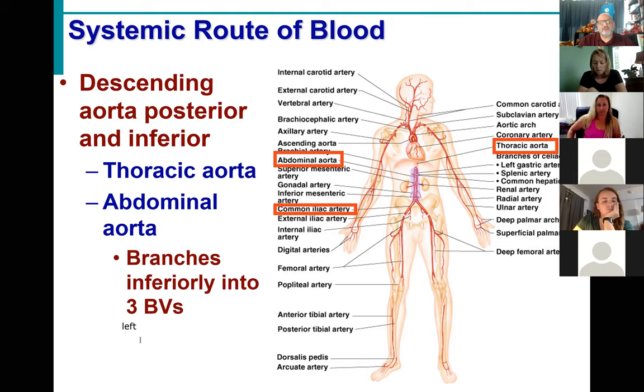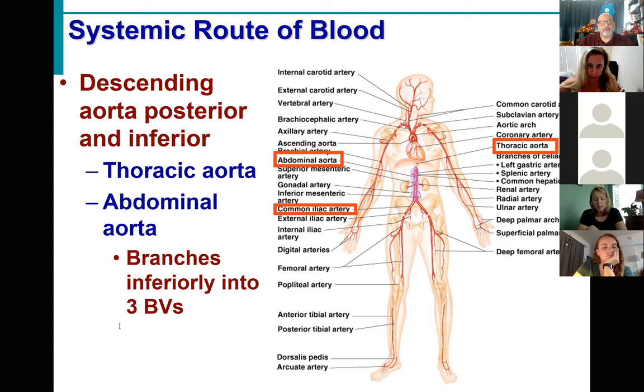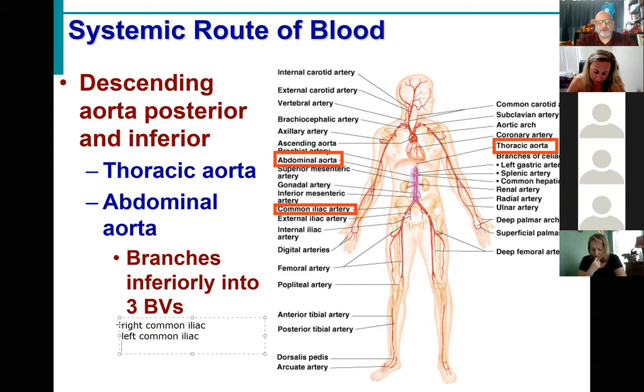Common iliac artery. Okay, and you get partial credit for that, but what are you missing on that? Right or left? Left. So right common iliac. And then what's the second one? Left common iliac. And what's the third? The inferior mesenteric. Not a bad guess, but no, not the inferior mesenteric. The median sacral. There you go. Excellent. The median sacral blood vessel. And we'll take a closer look at that when we get to the abdomen in just a minute.